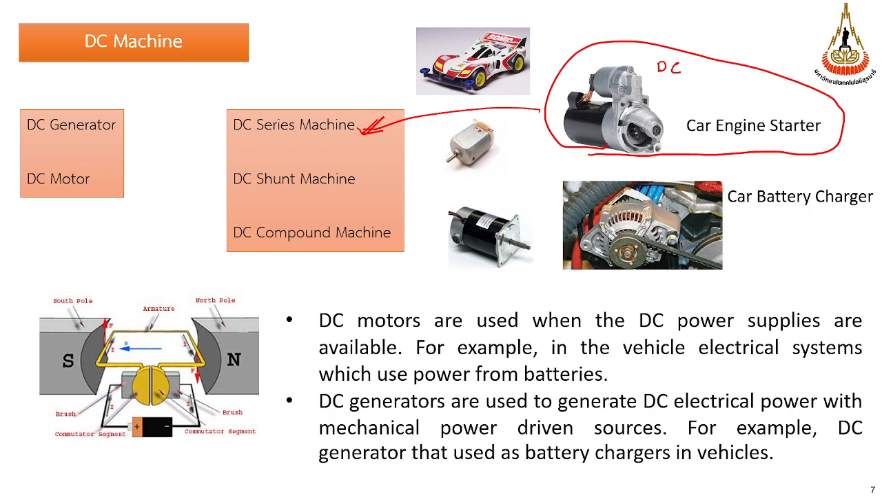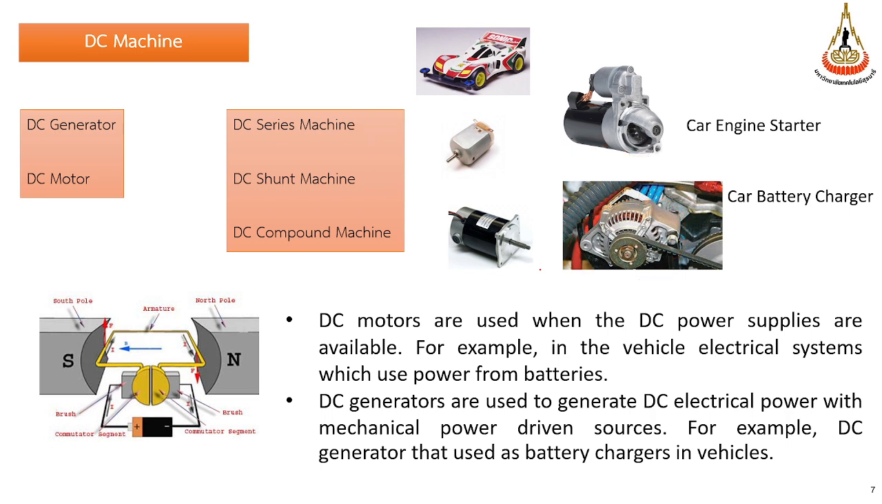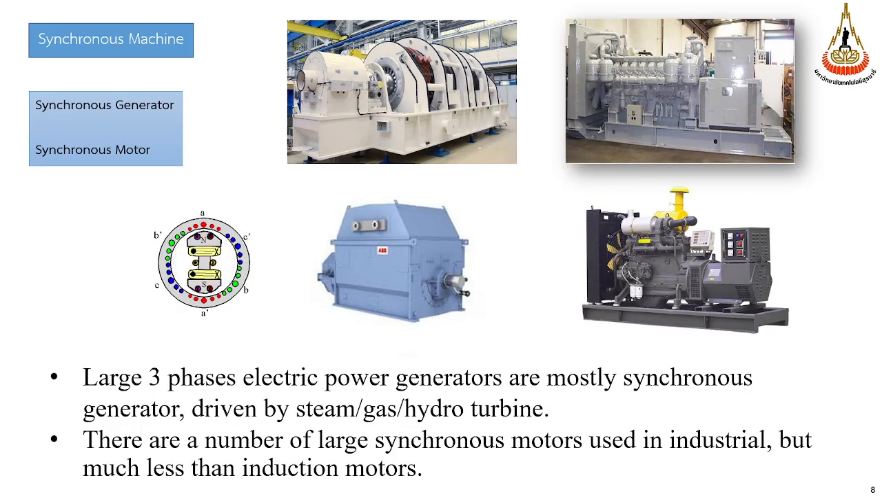We also have the battery charger. After the engine has started, we charge the battery back by the engine. So we have a DC generator here to charge the battery also. So this is an example of DC motor. We can also have small DC motors used in many pieces of small equipment. And for synchronous machine, right?